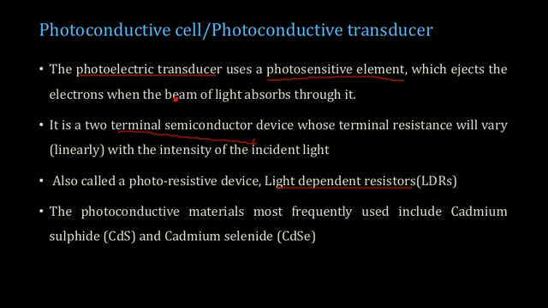Basically, once light falls on the semiconductor material, it is able to release electrons by overcoming the barrier potential, and based on that the resistance reduces and it is able to conduct more freely. The materials that are generally used are cadmium sulfide and cadmium selenide.